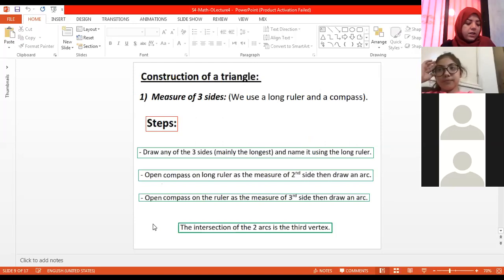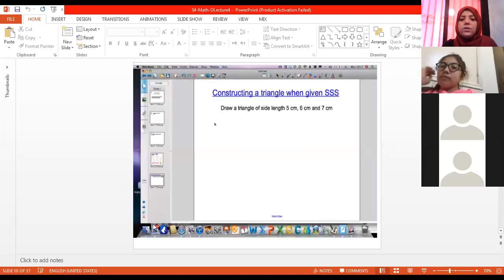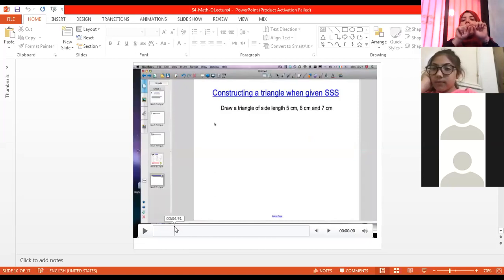Now the construction of triangles. The measure of three sides. If I gave you, for example, that you need to construct a triangle and I gave you the measure of the three sides, then you need to use a ruler and a compass. Okay, and I think you watched the video, right? It's very easy. So you have to use the compass. You draw first the first line, which is the longest one. Then you open the compass on the first side and the second side, and the point of intersection is going to be the third vertex, and you join it, okay?